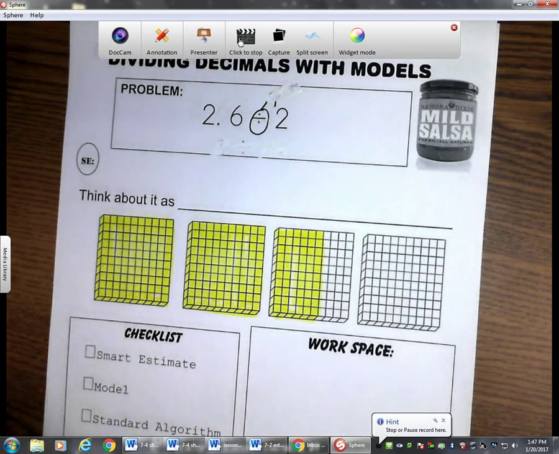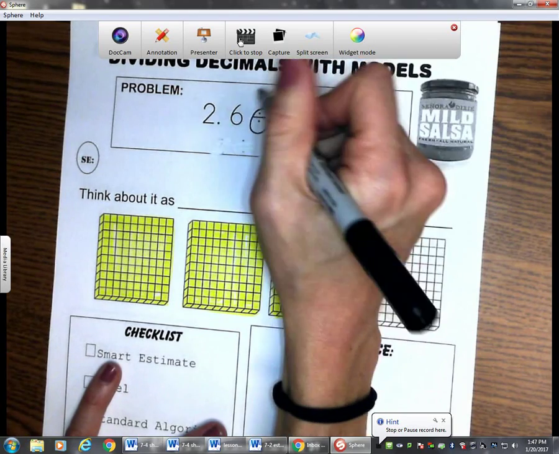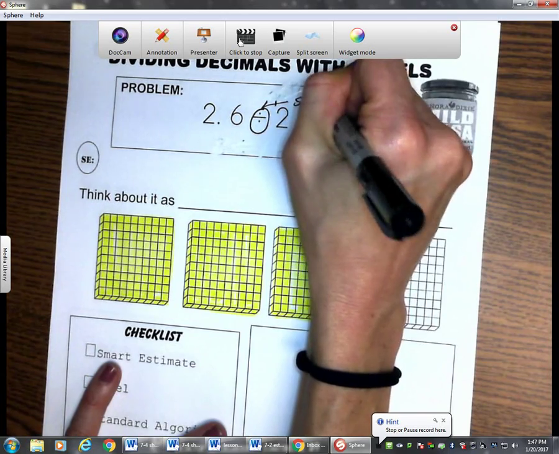Okay, so you're just using this video to check your work. So we are solving for 2 and 6/10 divided by, or split into, two groups.